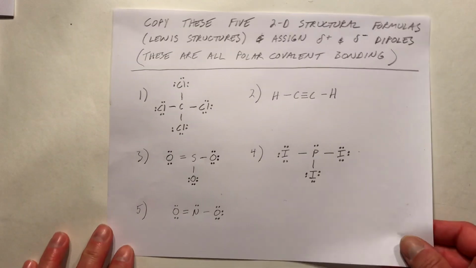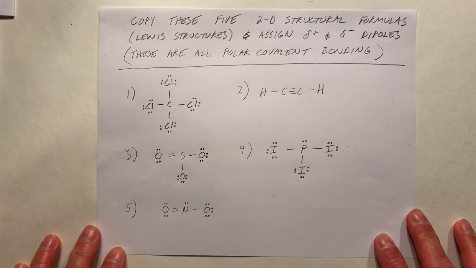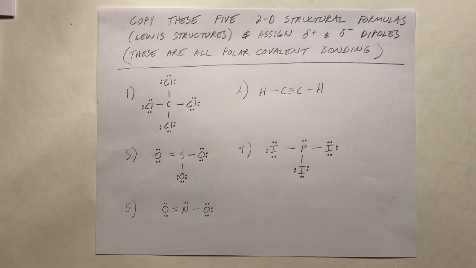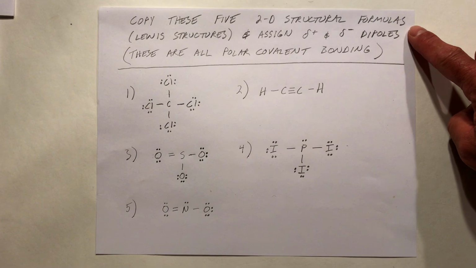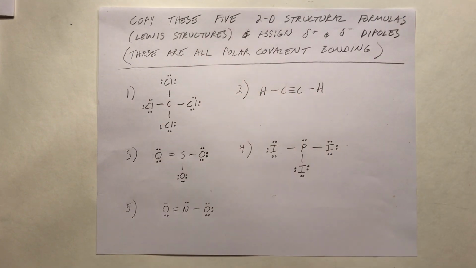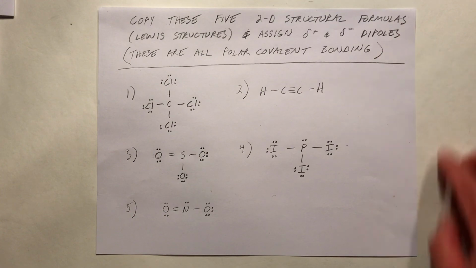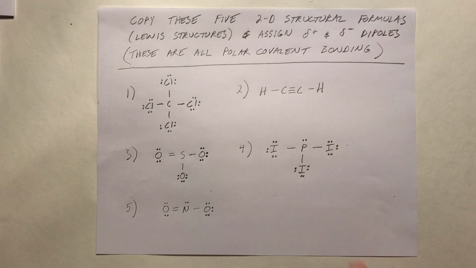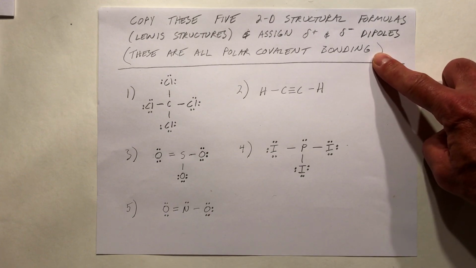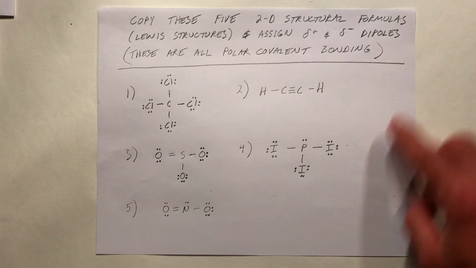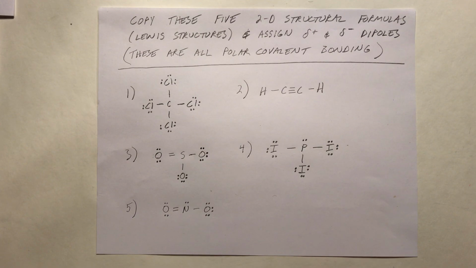All right, so if you understood what we're doing, then you should be able to do this. Copy these 5 two-dimensional structural formulas, also known as Lewis structures, and assign delta plus and delta minus dipoles to the atoms in these structures. These are all polar covalent bonding, so they will all have delta plus and delta minus dipoles. Good luck.